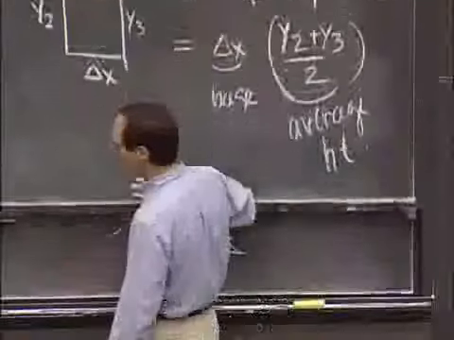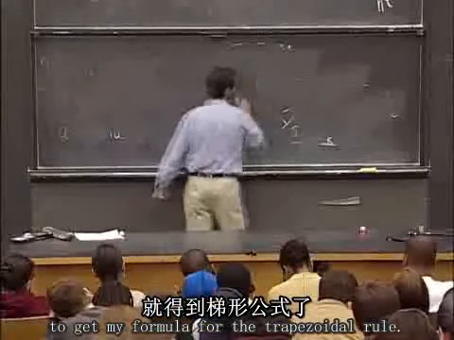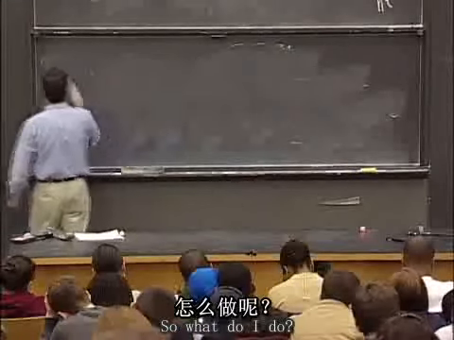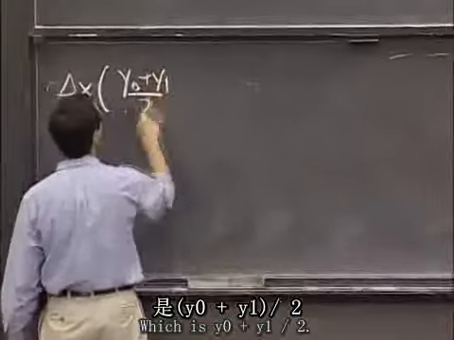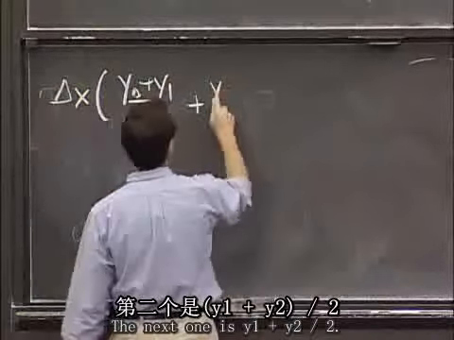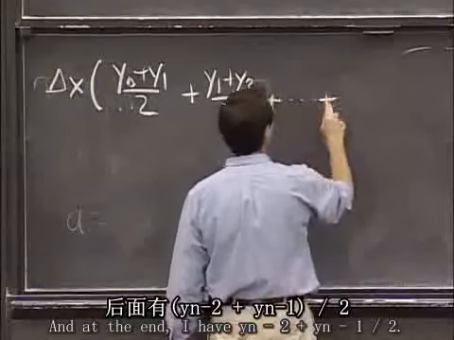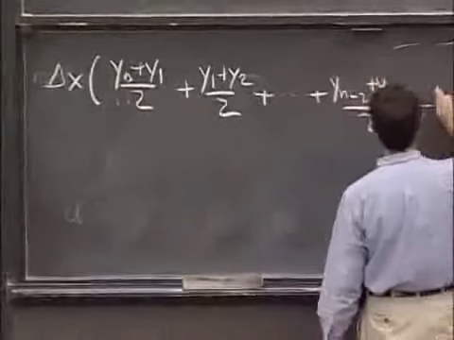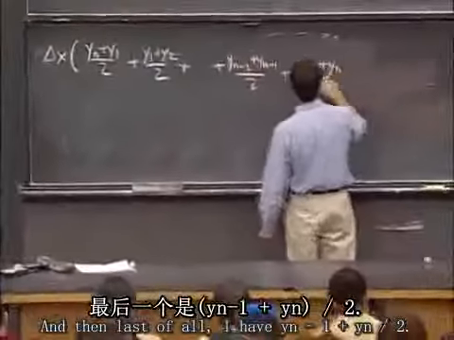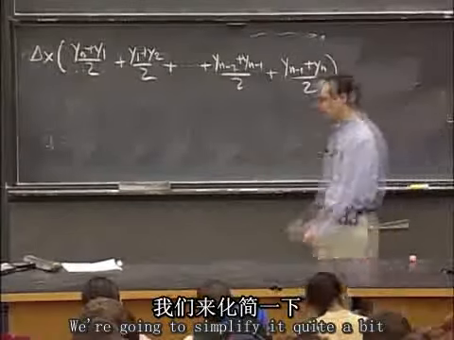And now I want to add them all up to get my formula for the trapezoidal rule. So I have delta x times the first one, which is y0 plus y1 over 2. That's the first trapezoid. The next one is y1 plus y2 over 2. And this keeps on going. And at the end, I have yn minus 2 plus yn minus 1 over 2. And then last of all, I have yn minus 1 plus yn over 2. All right, that's a very long formula here. We're going to simplify it quite a bit in just a second.